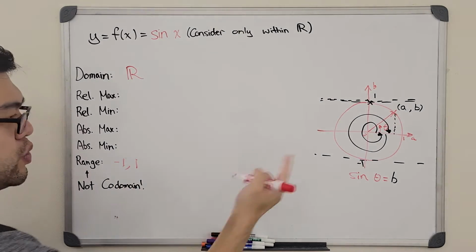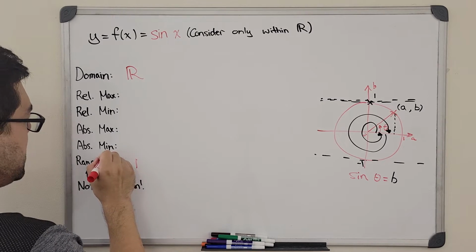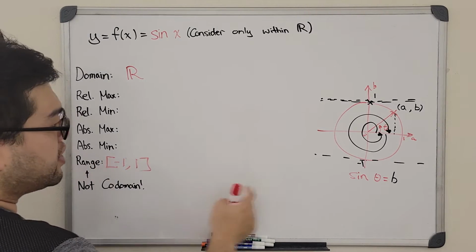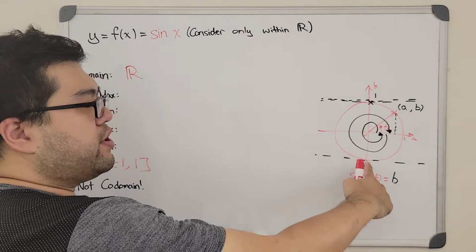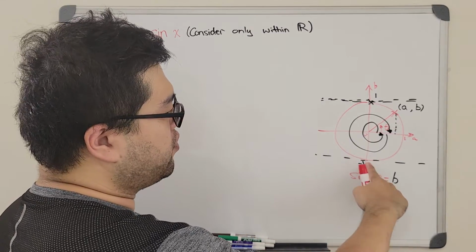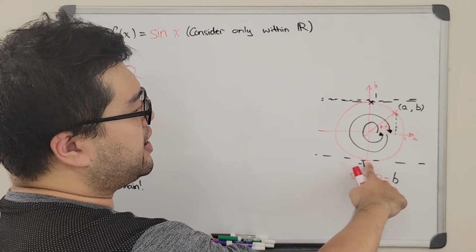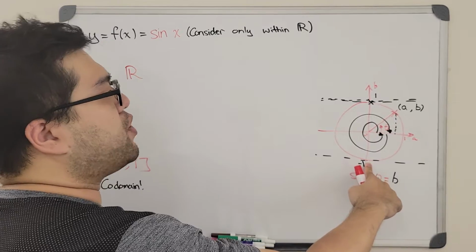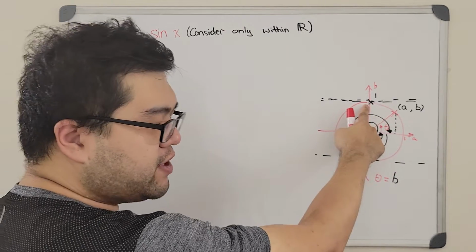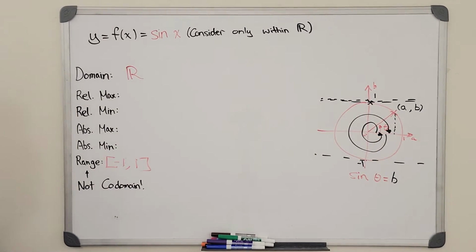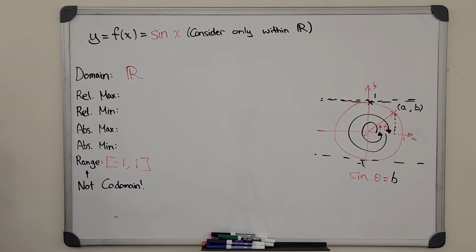And again, do we include the two endpoints this time? Yes, because we definitely can find a point such that the b value is -1, which is actually down here, as well as a point where the b value is +1, which is up here. So we have to include those two endpoints. Good. Now, how do we find out the relative maximum and relative minimum, as well as absolute maximum and absolute minimum?